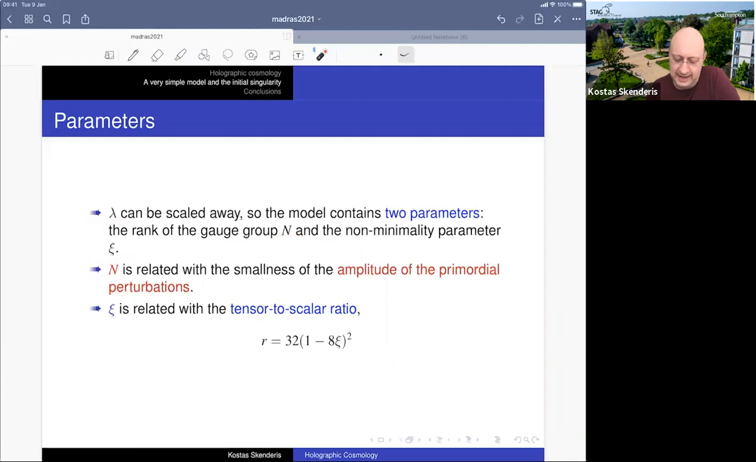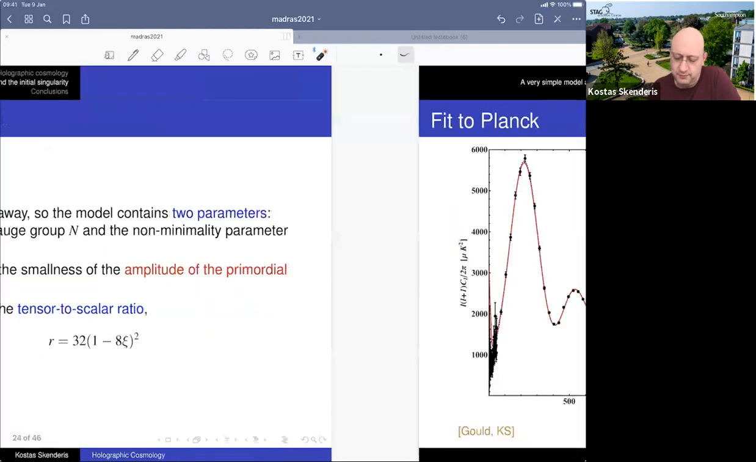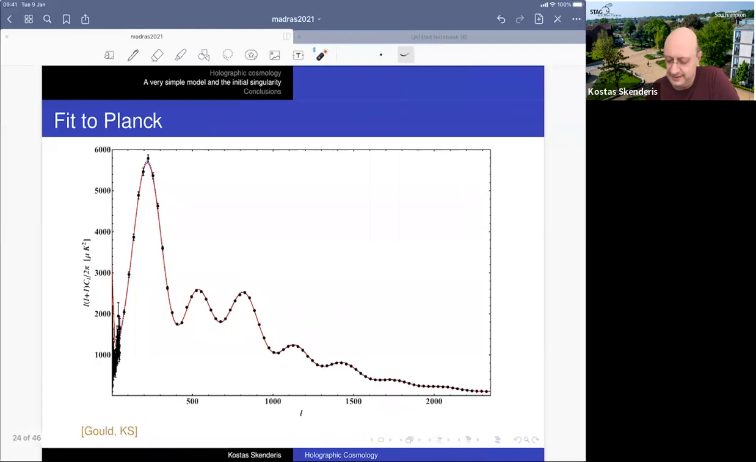Now it turns out that N is related to the smallness of the amplitude of primordial perturbations. So the fact that this is so small means the large N limit is very good. And psi is related to the tensor to scalar ratio. So the fact that we haven't seen tensors means that this parameter psi is very close to 1/8. So when you try to fit this model to data, that's what you get.